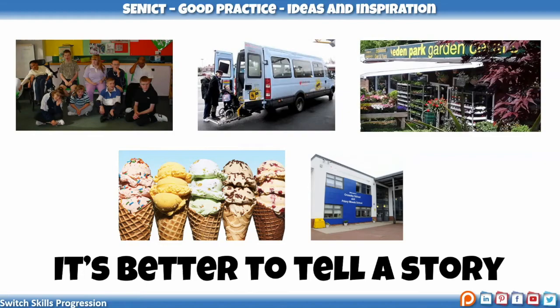It's far better to use images that the child might actually be able to relate to, and to use those images to tell a story. This helps us overcome the describing problem. So in this example, I've got 5 pictures. Here's our class. We're all getting on the bus. I wonder where we're going. Oh, we're going to the garden centre.